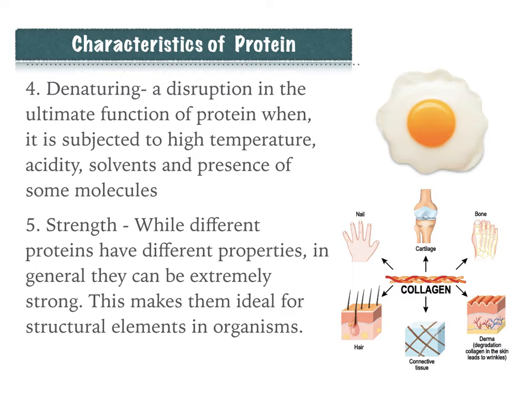Another is strength. While different proteins have different properties in general, they can be extremely strong. This makes them ideal for structural elements in organisms. Proteins provide structural elements in an organism such as muscles, bones, hair, and connective tissue to form a structure of the body. And this is what you can find here in your skin, the hands, the bone, and the collagen.